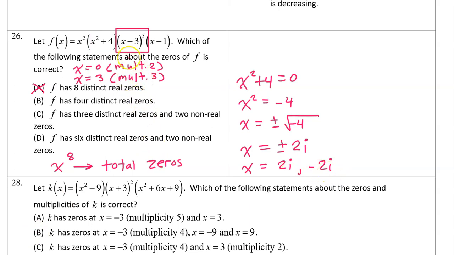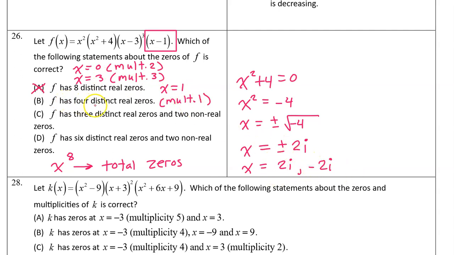Back to real zeros. Next we have x equals 3, multiplicity 3, and x equals 1, multiplicity 1. So these are the real zeros, and if we count them all up, we have 2, and then 3 more is 5, 1 more is 6, and then with these 2 imaginary, that's 7 and 8. So we have now accounted for all 8 total zeros. We have 3 distinct real zeros, 0, 3, and 1. And then we have the 2 imaginary.